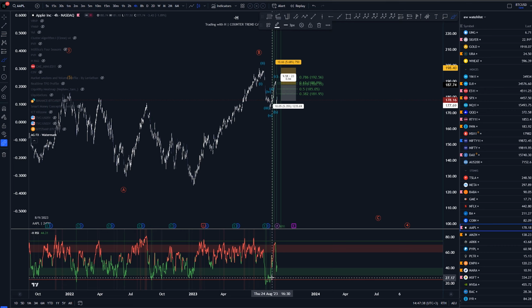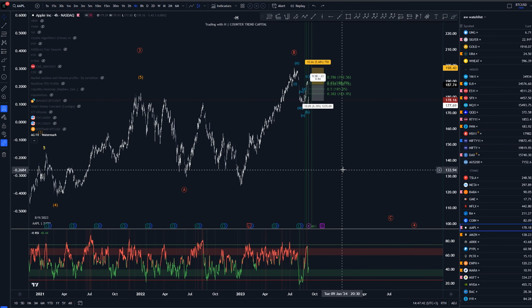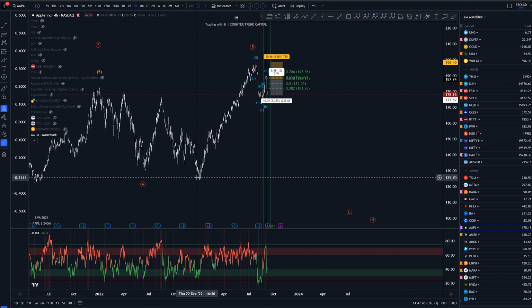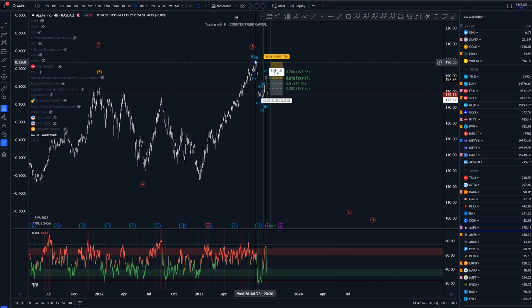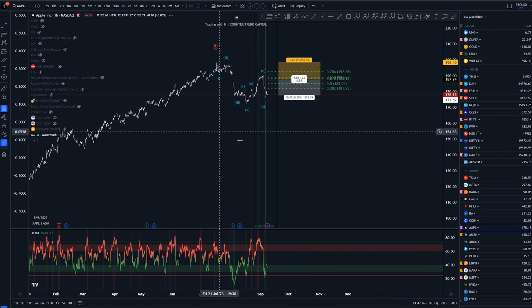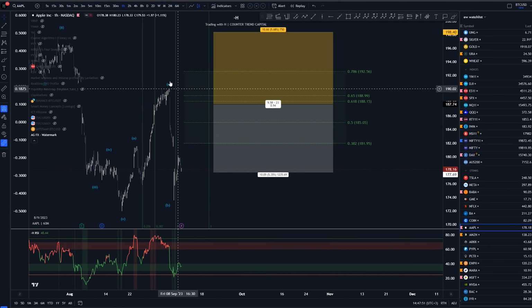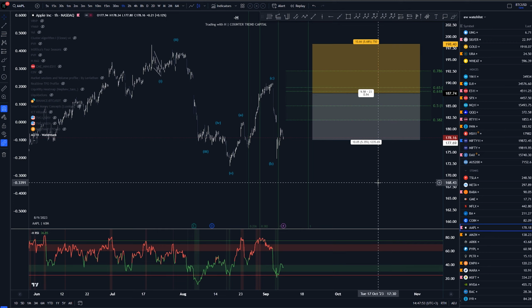However, how radical all of this drop was here on RSI as well, it fits into my theory a bit better, in my opinion, that this is the start of something new. So let's get back to here on a bit smaller time frame and see what we got.